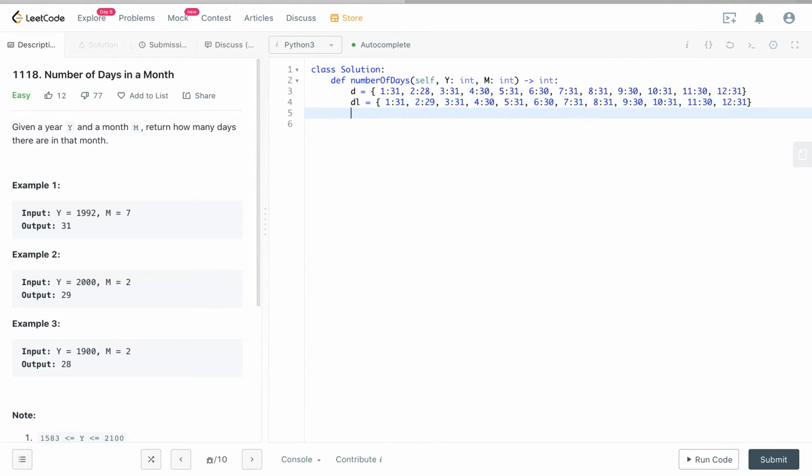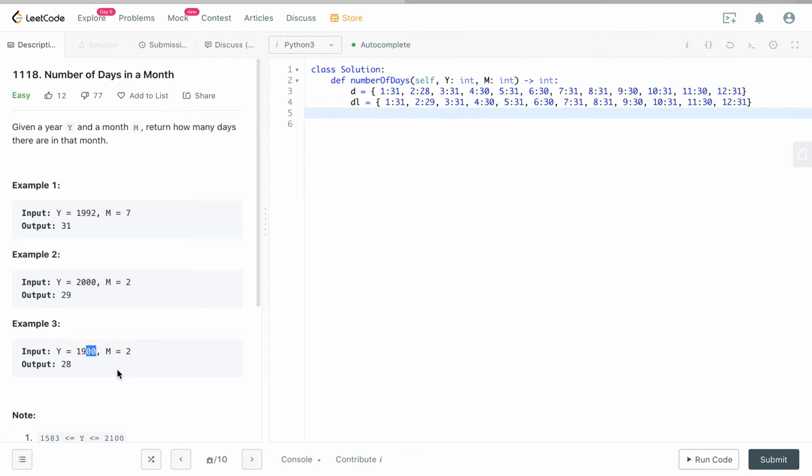So what is a leap year? A leap year is a year that 4 can divide with no remainder. But for centennial years, such as 1900, this number can be divided by 4. However, it's still not a leap year, because a year that can be divided by 100 also has to be divided by 400.